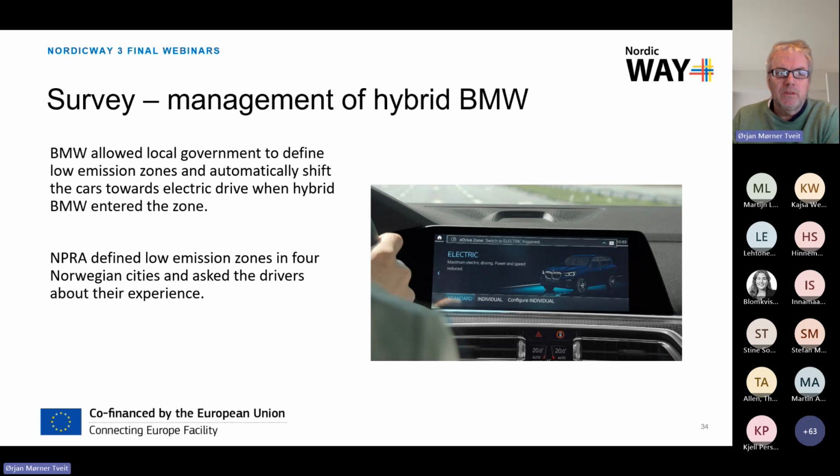The first survey that we're going to talk about is the management of hybrid BMWs. BMW allows local government to define low emission zones and automatically shift the cars towards electric drive when a hybrid BMW is entering the zone. The Public Road Administration defined low emission zones in 4 Norwegian cities and asked the drivers about their experience.